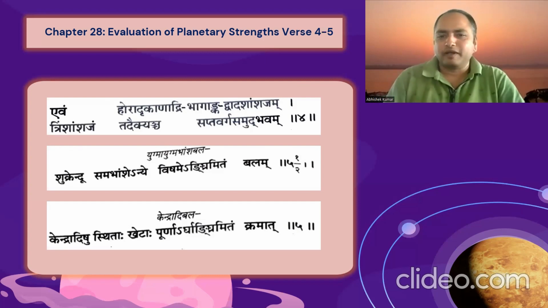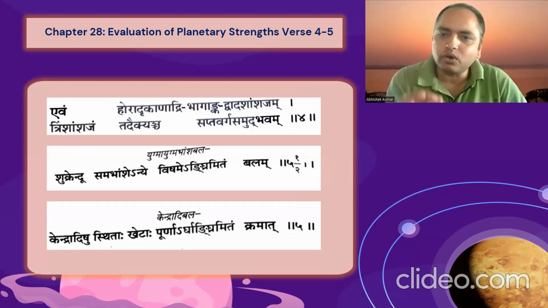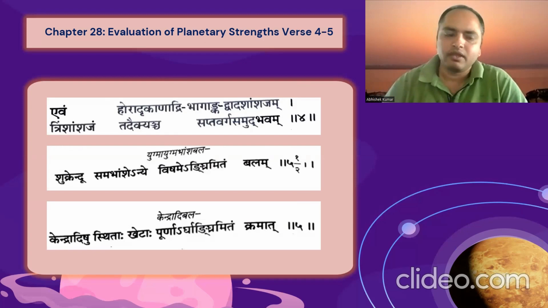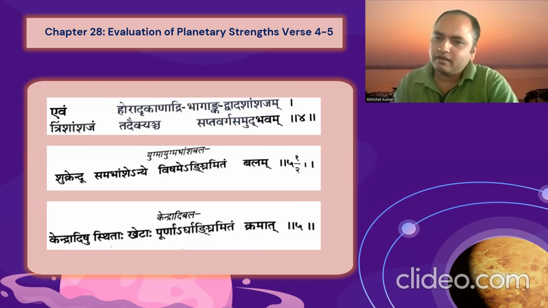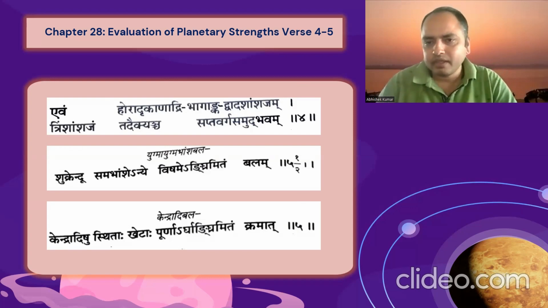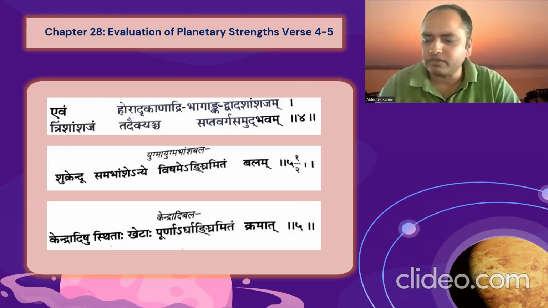Now imagine one line of verse first. Sakrendu means Sukra Indu, Venus and Moon. Sukrendu Samabhanse Anne Visme Angi Gramitam Balam. Very specific principle he has revealed for finding out this bal, a strength acquired by the planet due to the position of the planet in the odd and even sign.